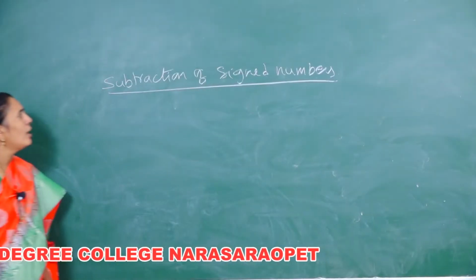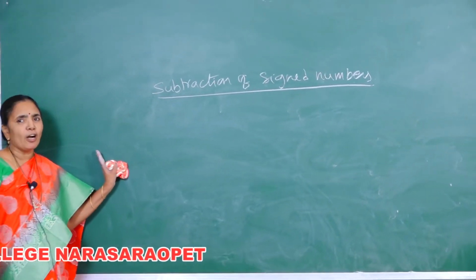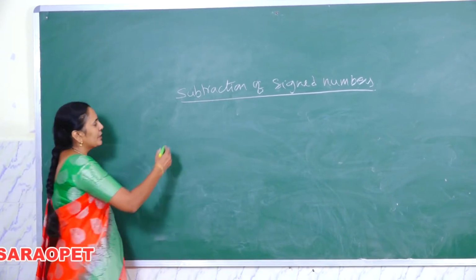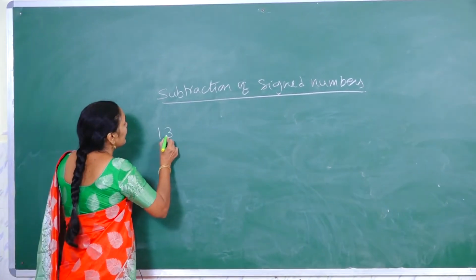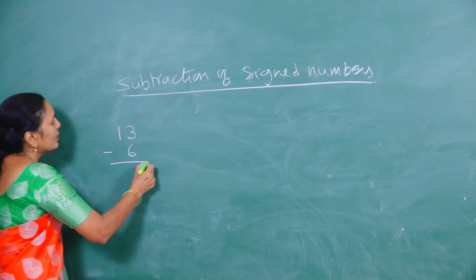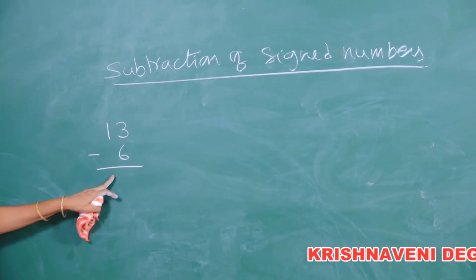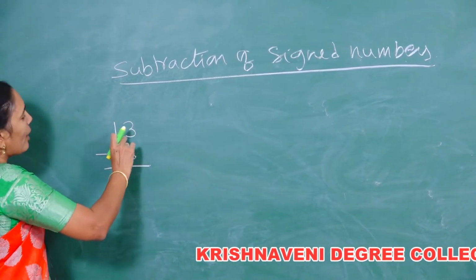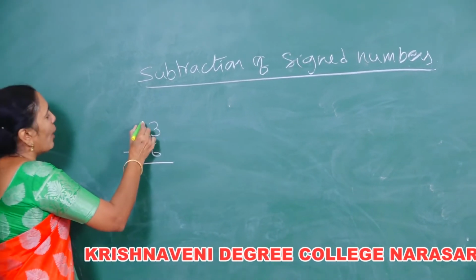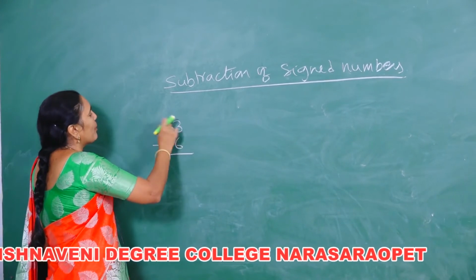Now let us see how to perform the subtraction of signed numbers. That is, let us take 13 minus 6, and let us see its calculation in a normal decimal format. I can't subtract 6 from 3, I will borrow from the previous digit.